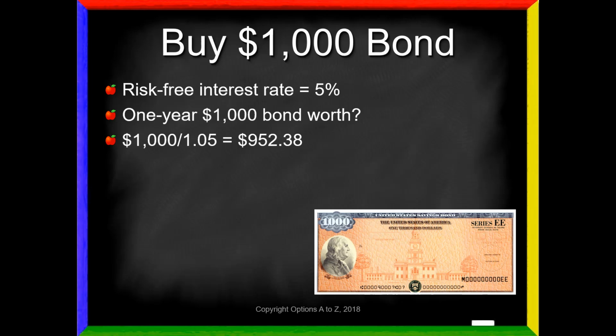Why? If you pay $952.38 and you collect $1,000 at maturity, you earned effectively 5% on your money, as you should, because a bond is guaranteed. So that's the connection when we're looking at guaranteed assets. We just simply divide by 1 plus the interest rate. We're going to do exactly the same thing with a box spread.